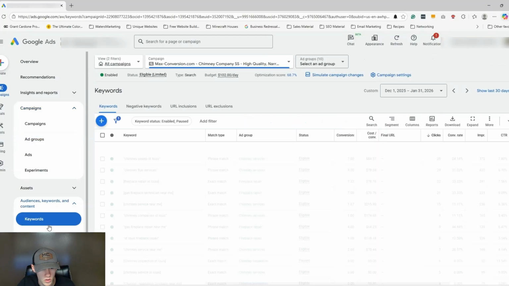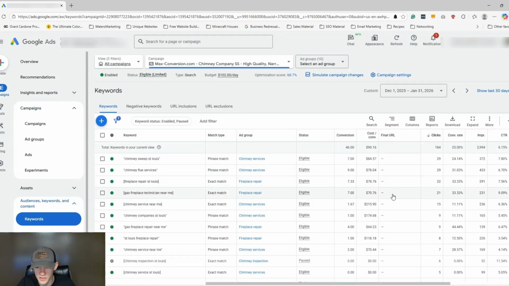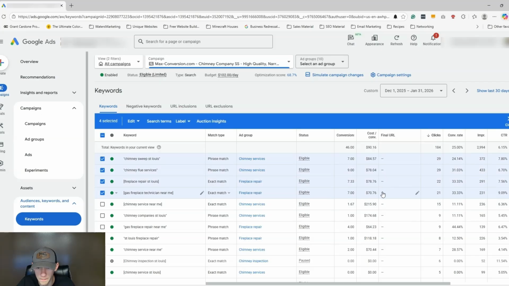Now, the keywords that are working for us are very, very simple. You can see here, these are our 4 best keywords right now in our campaign. You can see our conversion rate is nearly 30% with all of them. This one's about 24%. And then these 2 actually aren't good.